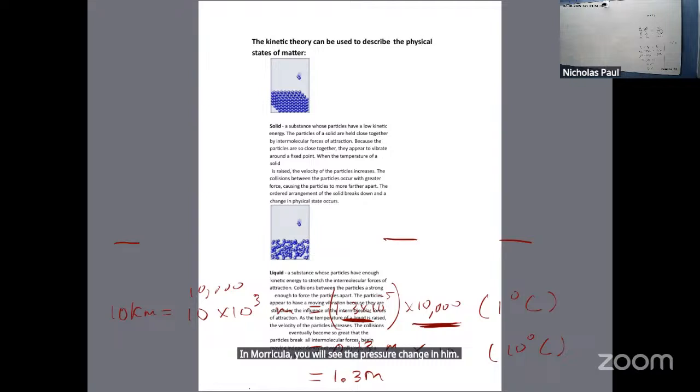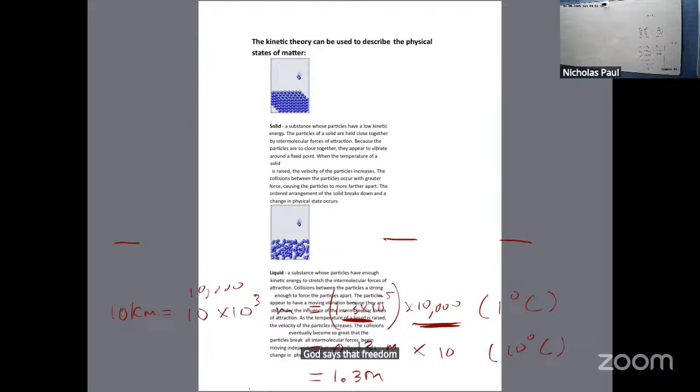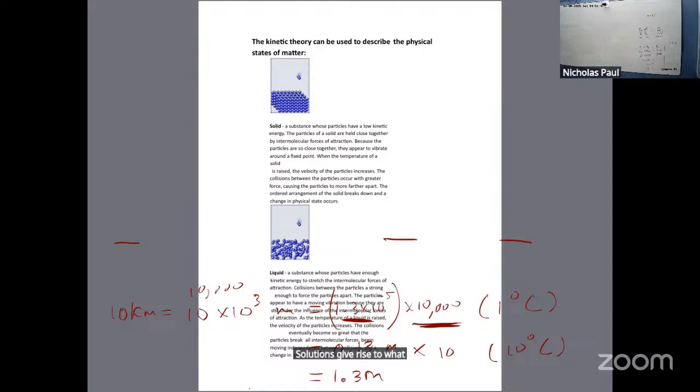Everybody okay with that? So those things that we just discussed, that's the kinetic theory of gases. Gases are free to move, so they're moving randomly. And as a result of moving randomly, they collide with each other. And those collisions give rise to what? Pressure.